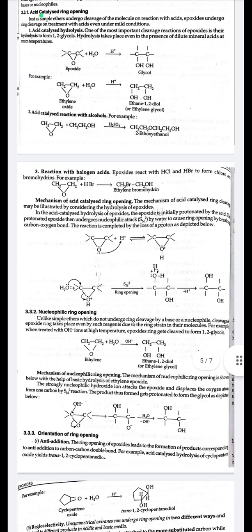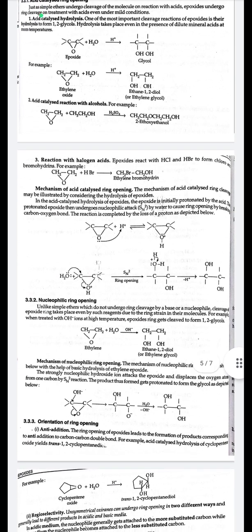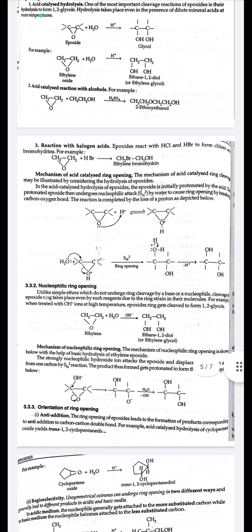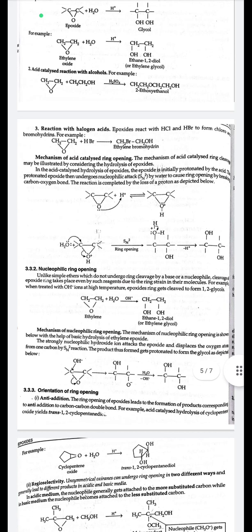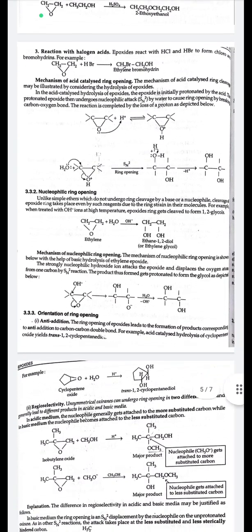Second, acid catalyst reaction with alcohols. For example, CH2OCH2 plus CH3CH2OH in the presence of H2SO4 gives CH3CH2O-CH2CH2OH, that means 2-ethoxyethanol.